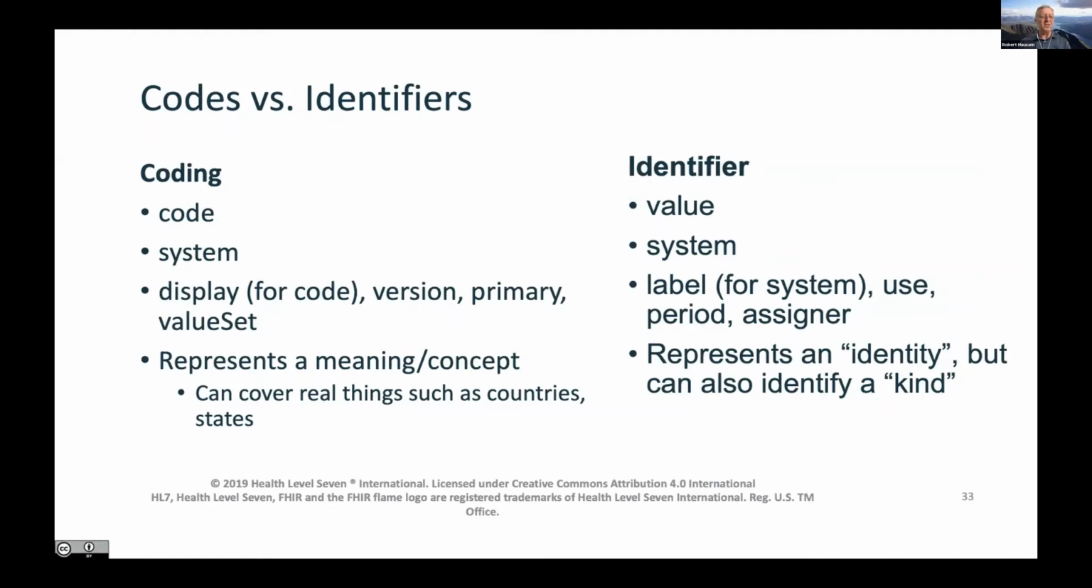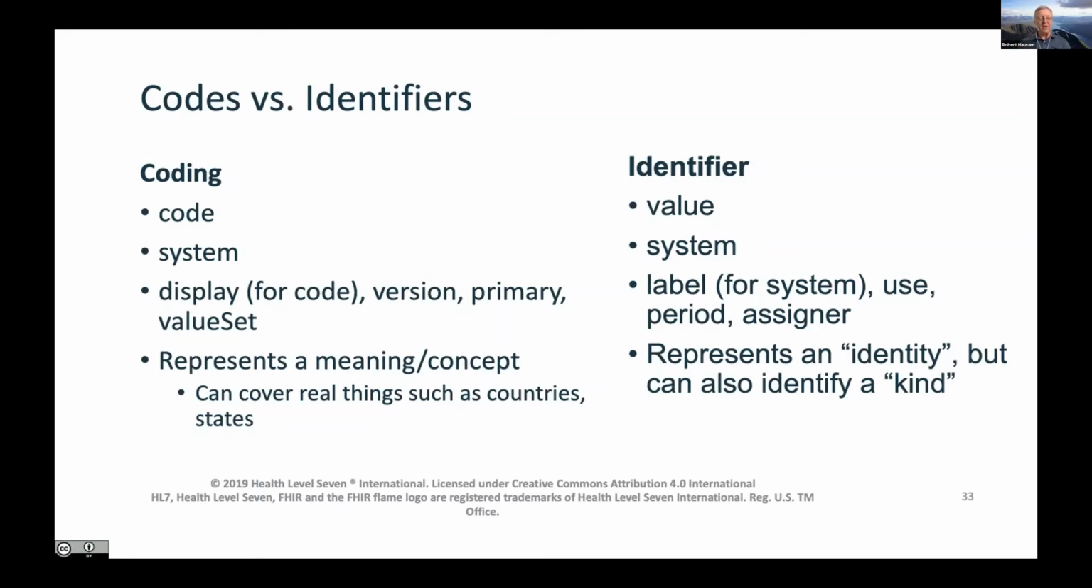codes versus identifiers, that's an important distinction. The slide kind of shows that, but basically with the coding, it's got the code itself and the system, as we talked about, and the display optionally, and it represents the meaning or concept. Identifiers, these are kinds basically, but it sometimes also covers real things like countries and states, even though there's a little bit of a gray area. Whether that's the United States, there's only one of the United States. It's not a kind. There's only one of them. There's only one of Germany.